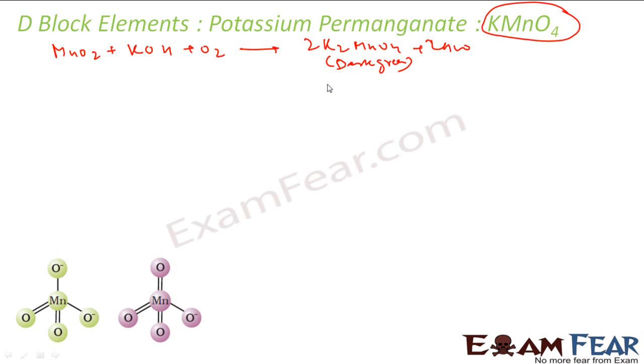This dark green MnO4 2-, when you acidify it, you get KMnO4 and MnO2, and you get some water molecules. So MnO4 2- when acidified becomes MnO4 -. This is permanganate.